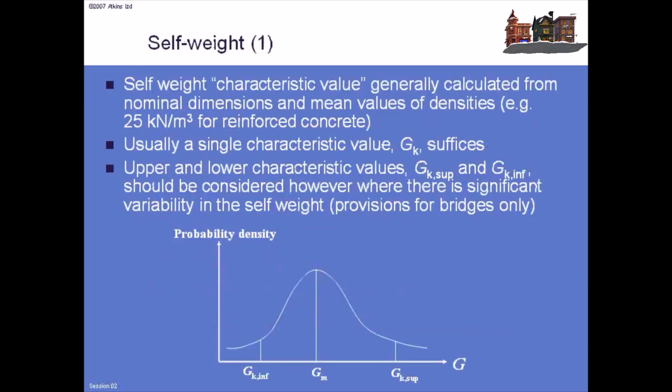So when we do self-weight, the characteristic value we use for self-weight is generally taken as the nominal value. So this is what we've done before. We just basically go to the drawing, we take off the thickness on the drawing for an element, and we multiply it by the average density given to us in Eurocode 1.1.1. Multiply the two together, that's our nominal self-weight. That also becomes the characteristic self-weight.